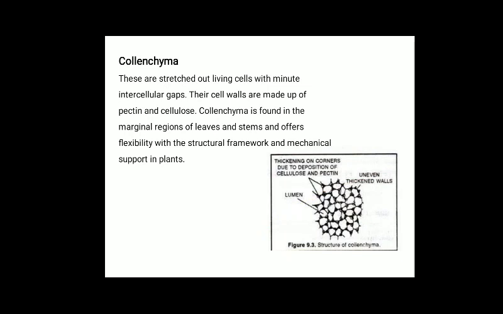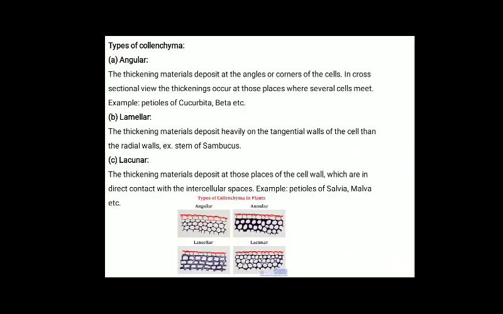Then collenchyma. These are stretched out living cells with minute intercellular gaps. Their cell walls are made up of pectin and cellulose. Collenchyma is found in the marginal regions of leaves and stems and offers flexibility with the structural framework and mechanical support to plants.